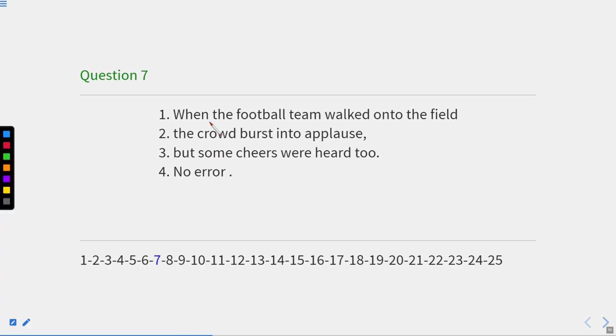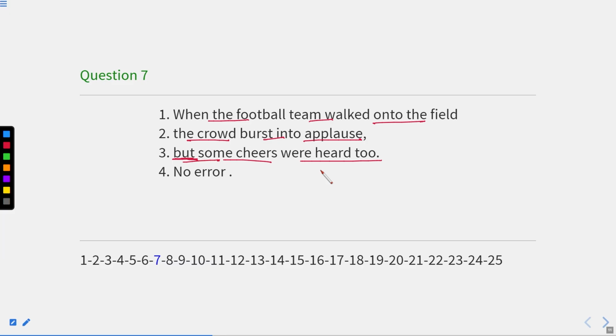Then is question number 7. When the football team jumped onto the pitch, the crowd burst into applause, but some cheers were heard. Now here there is a conjunction, but. But makes the two clauses opposite to each other. If I say when the football team walked onto the pitch, it means when the players of the team just walked into the pitch, the crowd burst into applause. Everybody in the audience started applauding or clapping or praising them.